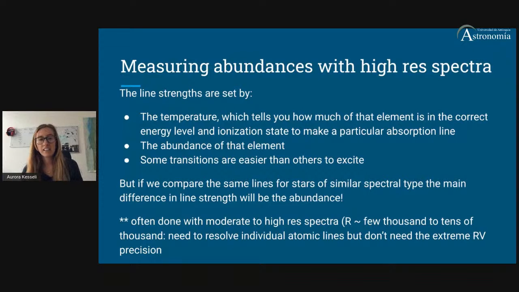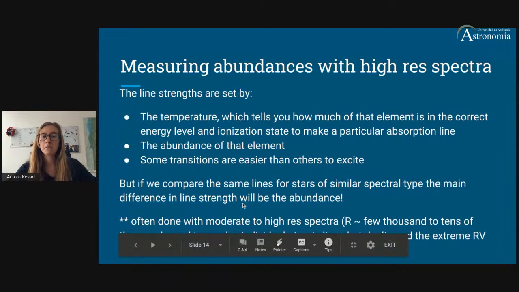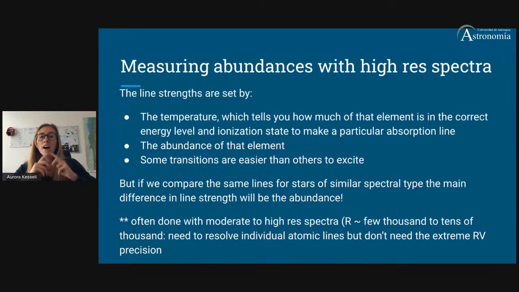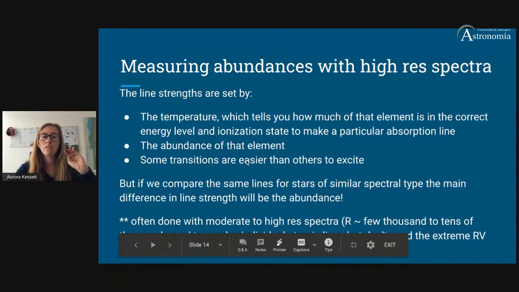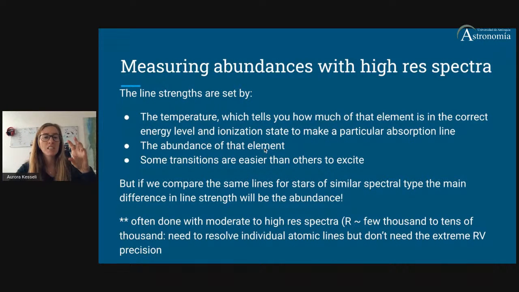And then the last thing that sets the line strength is the abundance of that element. So if you have more of a certain element, you're going to have a deeper line. But if we compare stars that have similar spectral types and temperatures, and we compare the same line between multiple stars, we don't have to care as much about the first point and the third point. And the line strength is mostly going to be set by the abundance of the element.